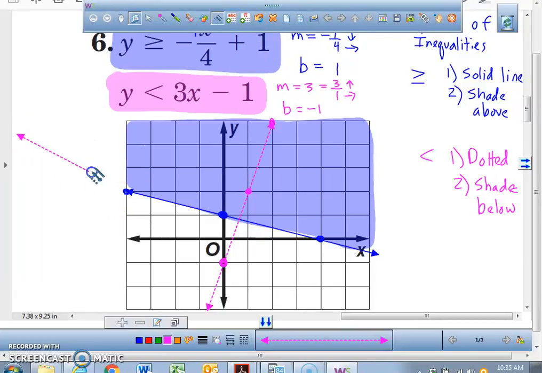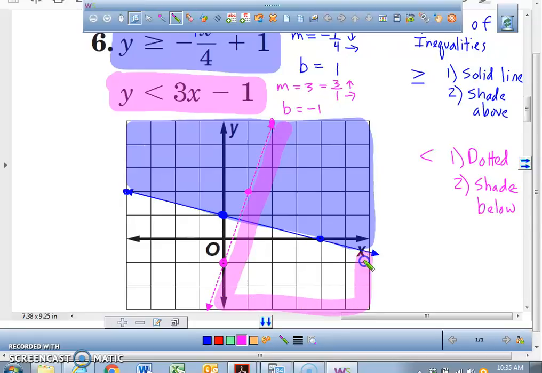And if it was going this way, it's pretty easy to see that this part is underneath, all right? But I want you guys to understand that this area right here is above the line, and this area right here is technically below the line. So we're going to shade everything below the line, and this area is technically the below line part.